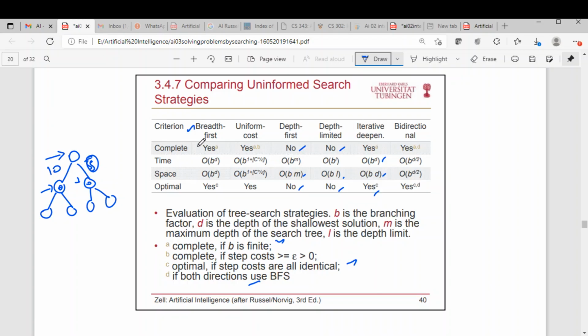In bidirectional search, we have not discussed what algorithm it should use. It can use any algorithm, BFS or DFS, anything. Okay. So if in both directions it uses BFS and if b is finite, then it is optimal.